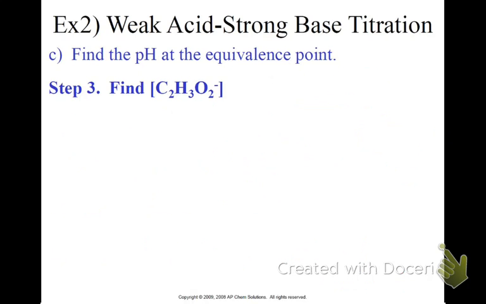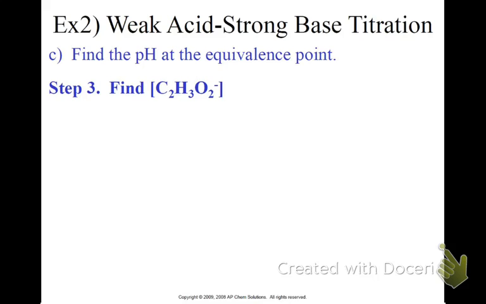Okay. So now let's find the pH at the equivalence point. In order to find the pH, we're going to have to find the concentration of the C2H3O2- that we can use in the Kb equation. At the equivalence point, we have added 30 milliliters of sodium hydroxide and 30 milliliters of acetic acid. So that means our volume is going to be 60 milliliters.